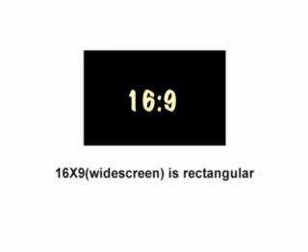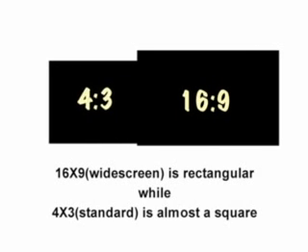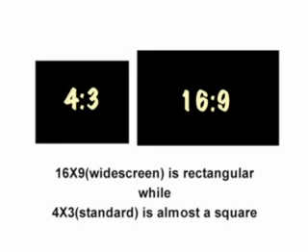The first thing to understand is that aspect ratio is the relationship of the height of an image to its width. A 16:9 or widescreen is rectangular, while a 4:3 or standard TV screen is almost a square.